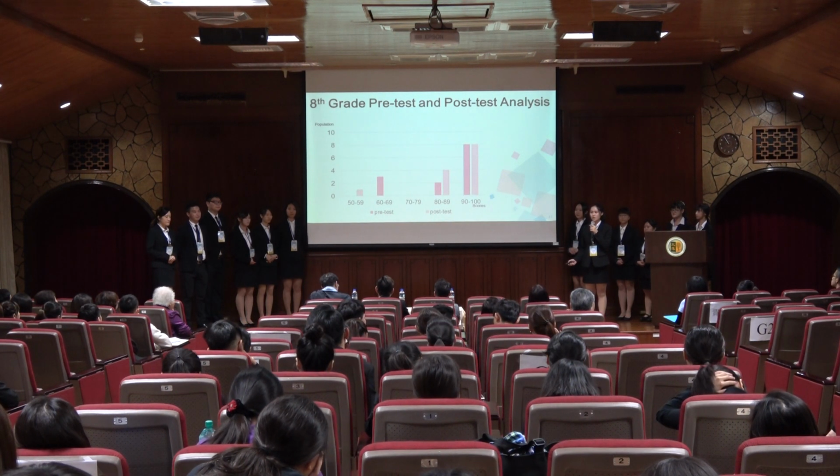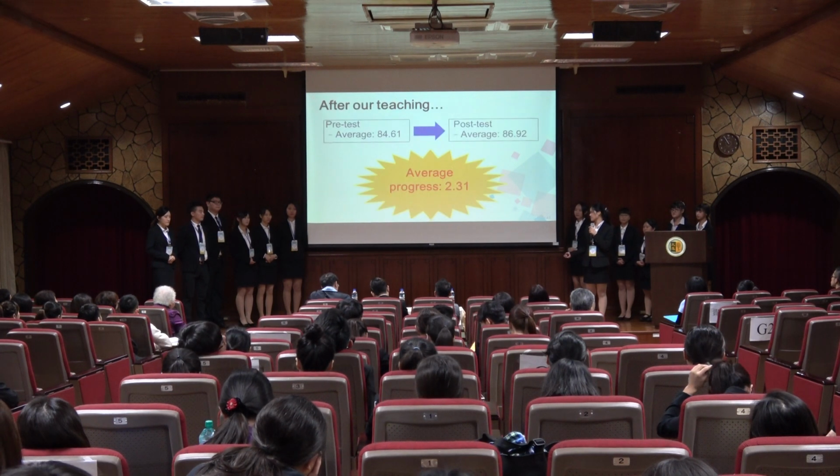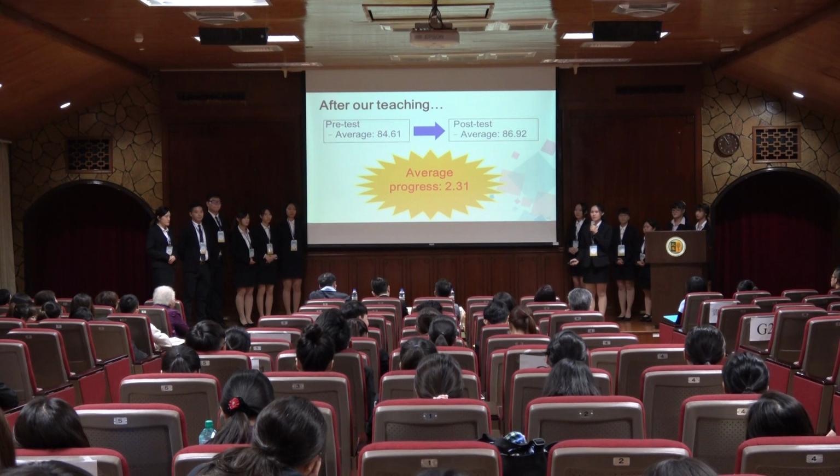The next one shows the scores for the 8th grade students. Please take a look. From this chart, we can see that their average progress was 2.31. Although they only had a little improvement, most of them gave us positive feedback on our teaching, and later, you will know more about their feedback.